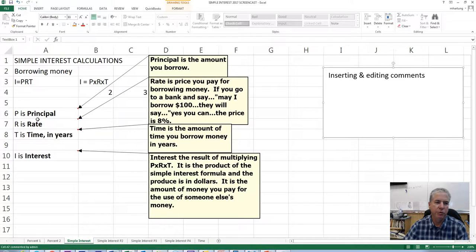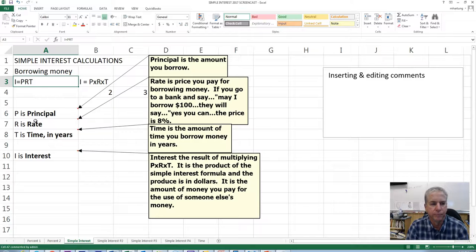So the simple interest formula is I equals PRT. And what that means, those of you in algebra will know that when we have PRT in this format, that means P times R times T. Now we need to know what P, R, and T mean. And so that's what we're going to do here, is take a look at a little discussion here.